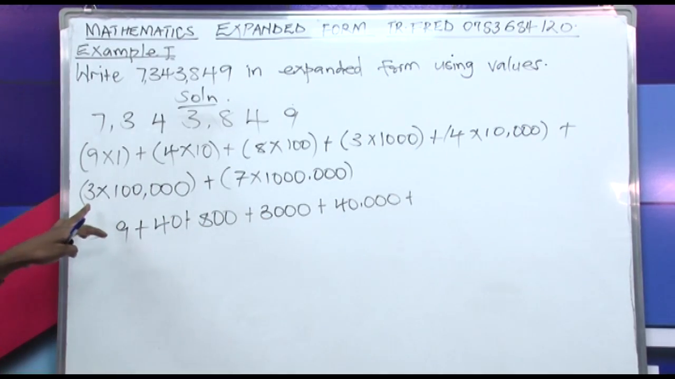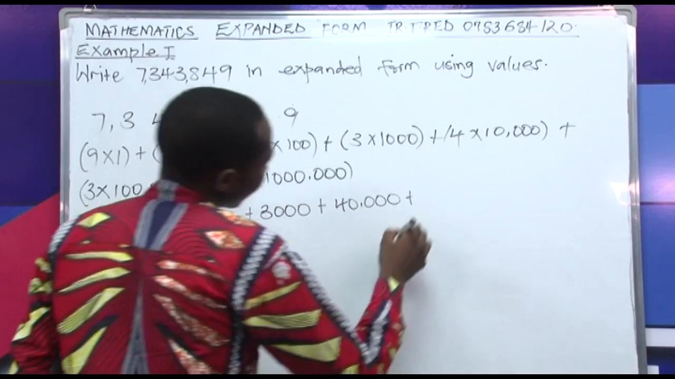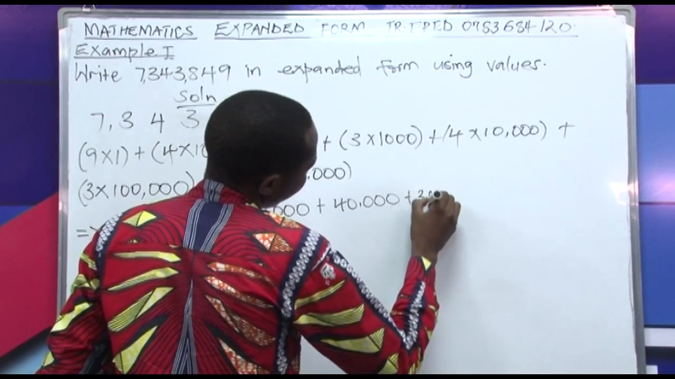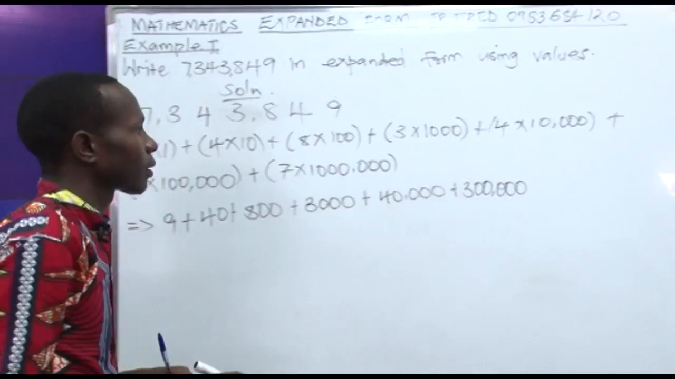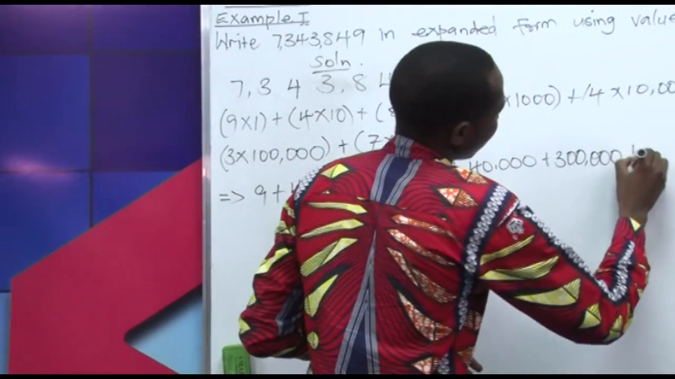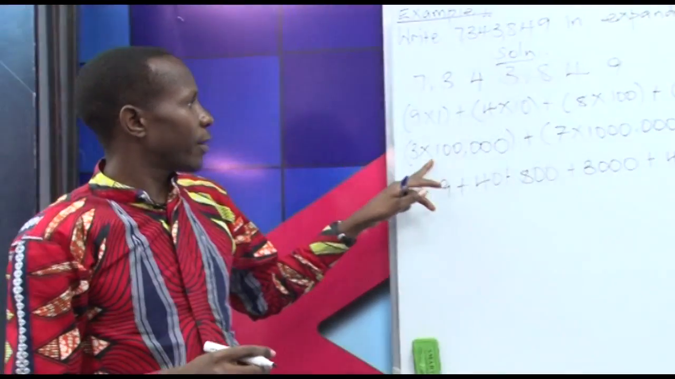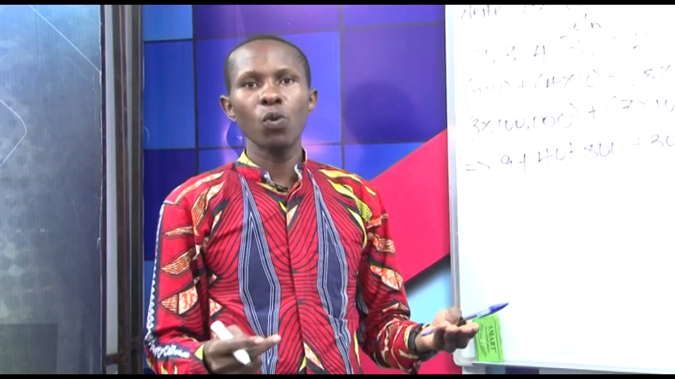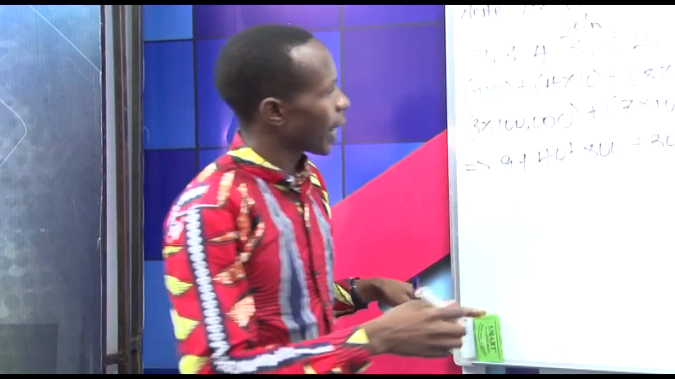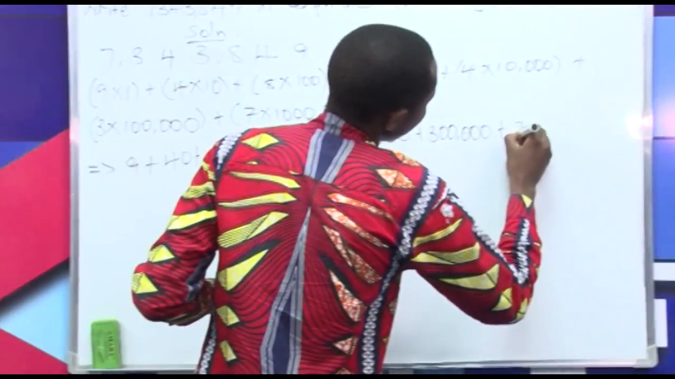What do we have here? We have 3 times 100,000. What do you come out with? 3 times 100,000, we shall come out with 300,000. Plus. From 300,000, we shall come to 7. 7 times 1 million. What are we going to come out with? We shall come out with 7 million. So I'll add here 7 millions.